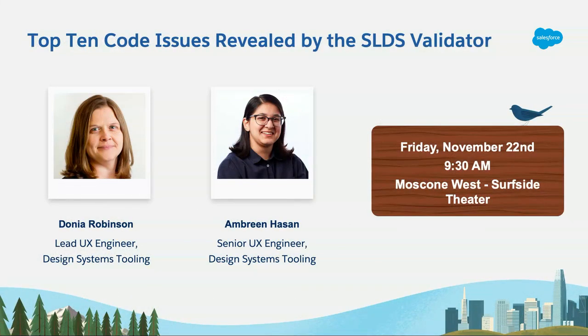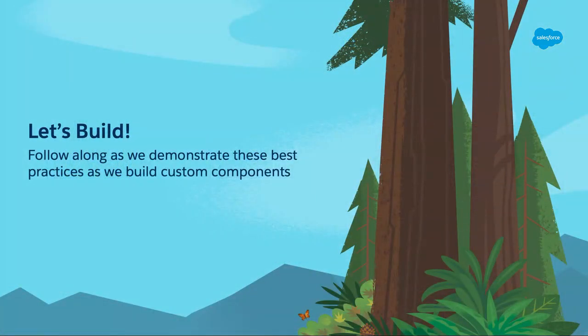And I'm going to abbreviate this next slide for time a little bit, but I highly recommend you check out this talk, the top 10 code issues revealed by the SLDS Validator. It is tomorrow. It will go over a lot of the best practices that I just shared with you. And with that, I'm going to turn the stage back over to Jade, who's going to help close this out. All right, so I am going to maybe rush through this demo here real quick.